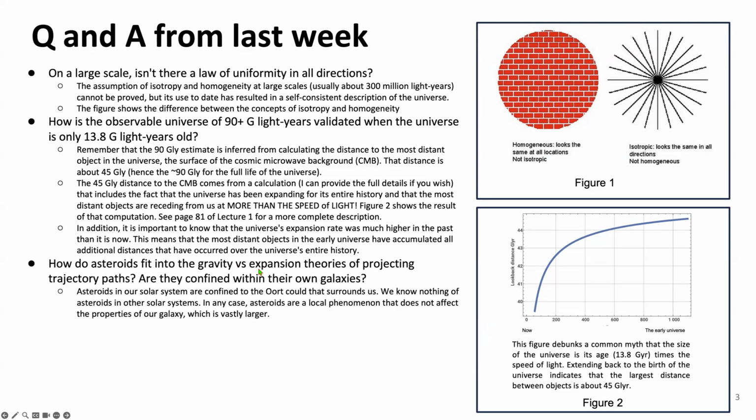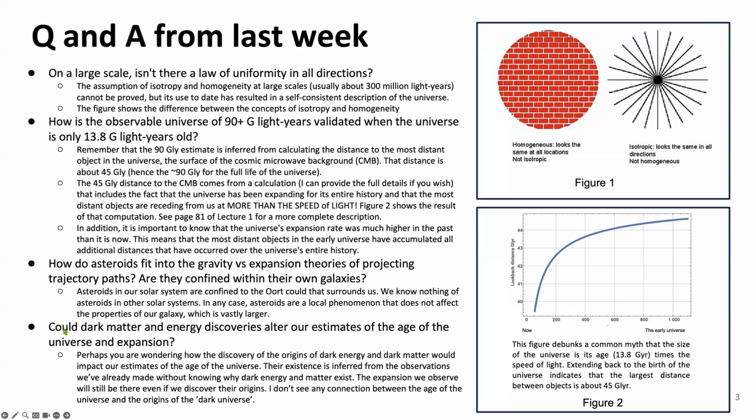Okay, asteroids, how do they fit into gravity versus expansion? There's no connection. Asteroids are a local property of our solar system, and our solar system, I think you appreciate, is a tiny, tiny spot in the Milky Way. The expansion of the universe is measured on a scale of, well, we have it here, millions of light years. And so there's no connection between asteroids, just lumps of rock and ice floating around in our solar system, and the expansion of the universe.